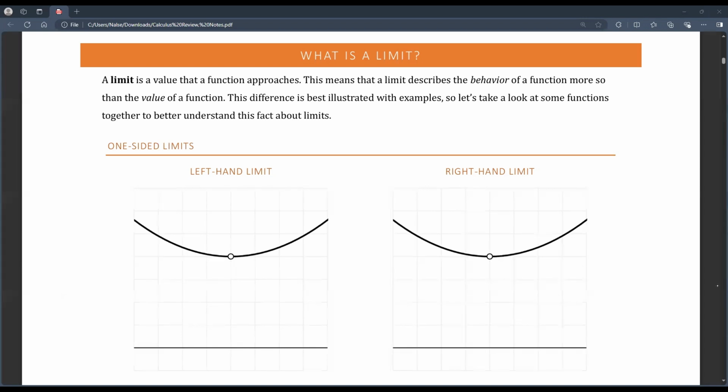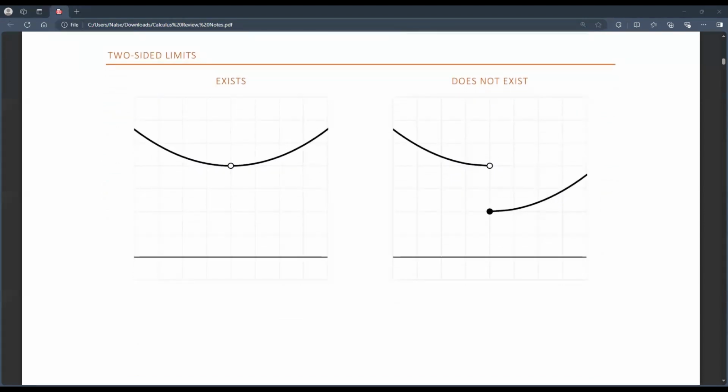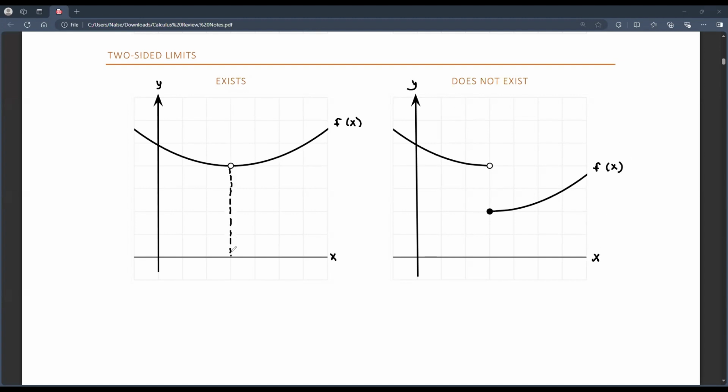Now, what about two-sided limits, or what I might call the limit overall? To find a two-sided limit, we need to consider both the left and the right-hand limits. If the left and right-hand limits are equal to each other, then the limit overall exists, and it shares the same value as the two one-sided limits.